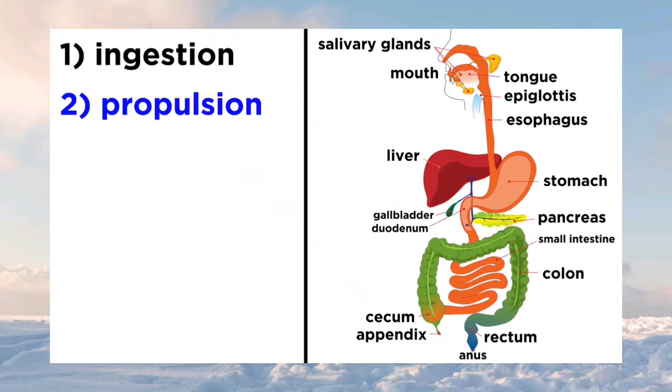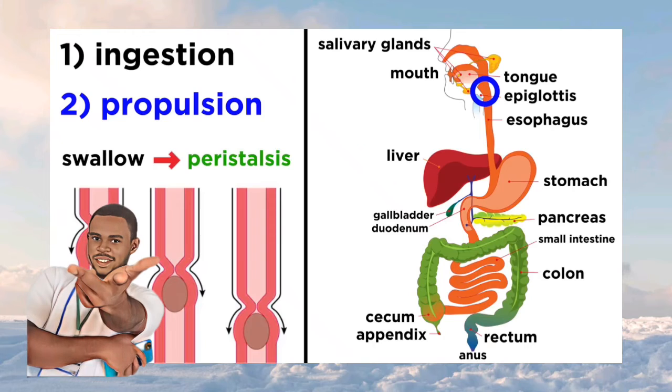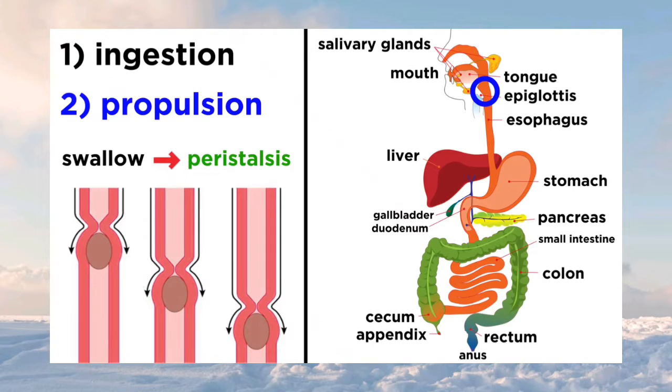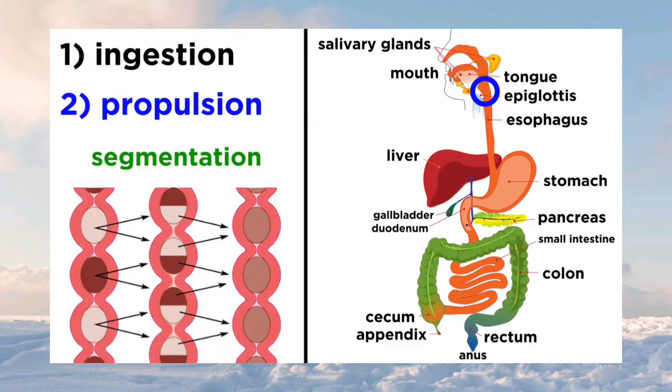Next is propulsion. This begins when you swallow the food and continues with involuntary peristalsis, which is part of the autonomic nervous system. These actions push food along the GI tract, down the pharynx and esophagus, and down into the stomach, eventually continuing through the intestines and out the anus. This happens with the help of an action called segmentation, or successive local constrictions in the GI tract.